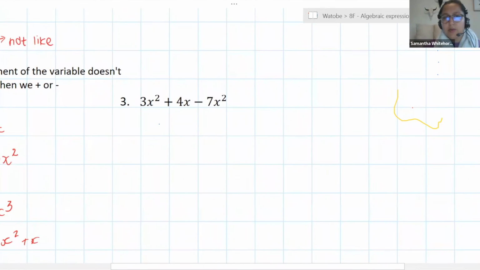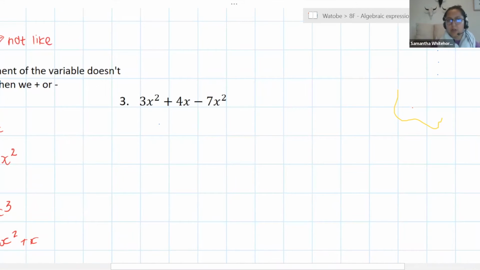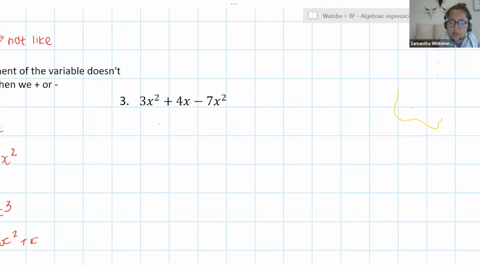Okay, so what I'm going to ask you to do now is have a look at question 3 and tell me what the simplified expression would be. So I'll give you a couple seconds to go through that. Remember, ask yourselves, how many terms do I have? Which terms are like terms? And then go and add those like terms together.